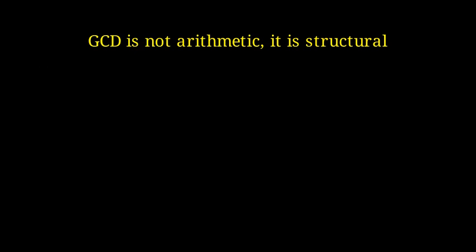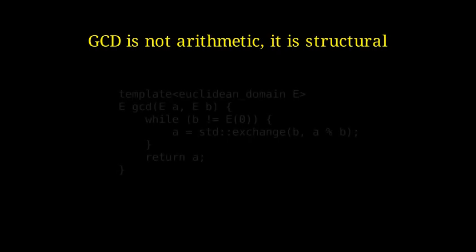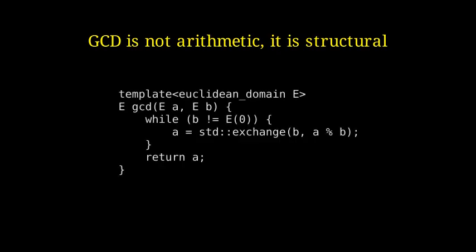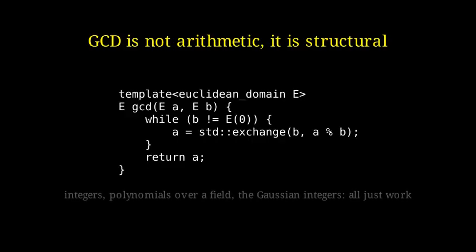So you write the algorithm once against the structure itself. Constrain the type to be a Euclidean domain, and the body is the same 3 lines Euclid would recognize. Then integers work, polynomials over a field work, the Gaussian integers work, and anything you meet tomorrow that turns out to be a Euclidean domain works too, with no new code at all.